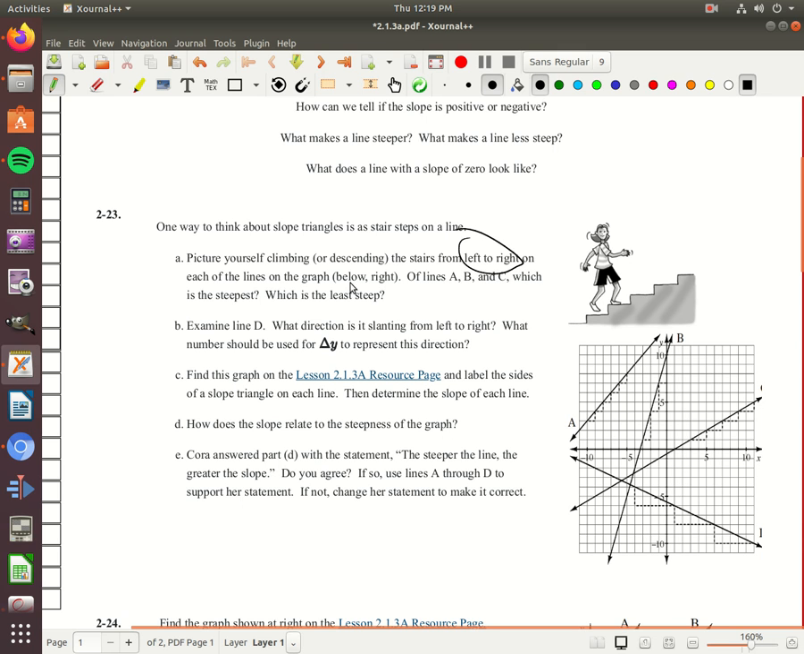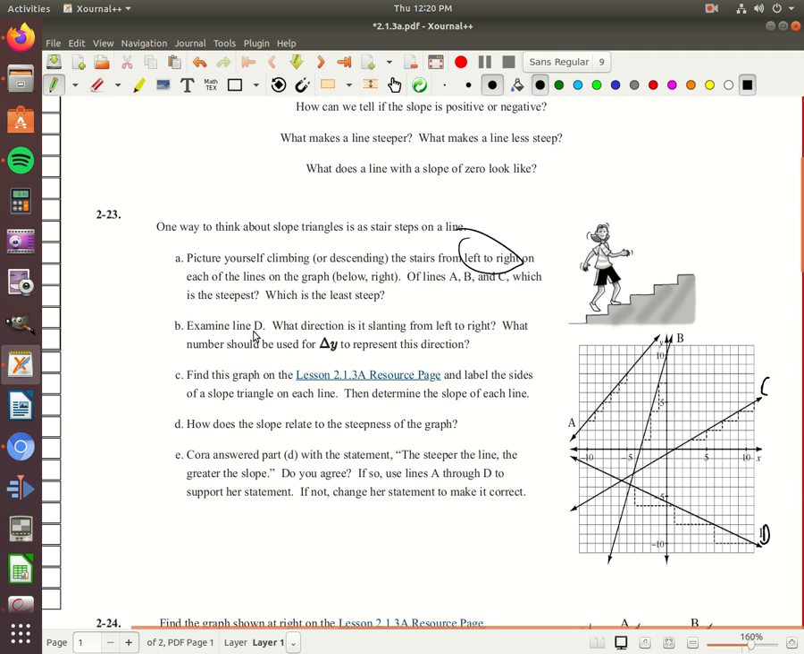On each of the lines below, lines A, B, and C, which is the steepest, which is the least steep? Well, it looks to me like B is the steepest. This is cut off here, let me get the letters. So I have C and D. It says of lines A, B, and C, which is the steepest, which is the least steep? Well, B looks the steepest, and C looks the least steep, I would say.